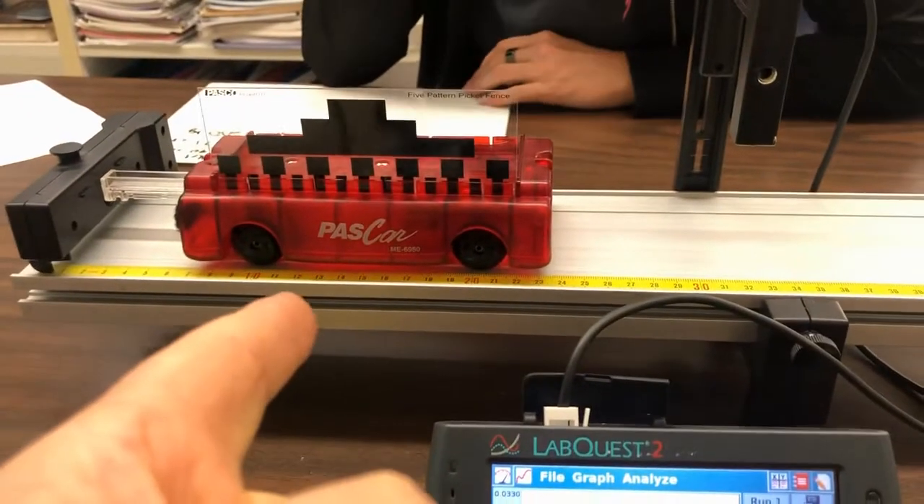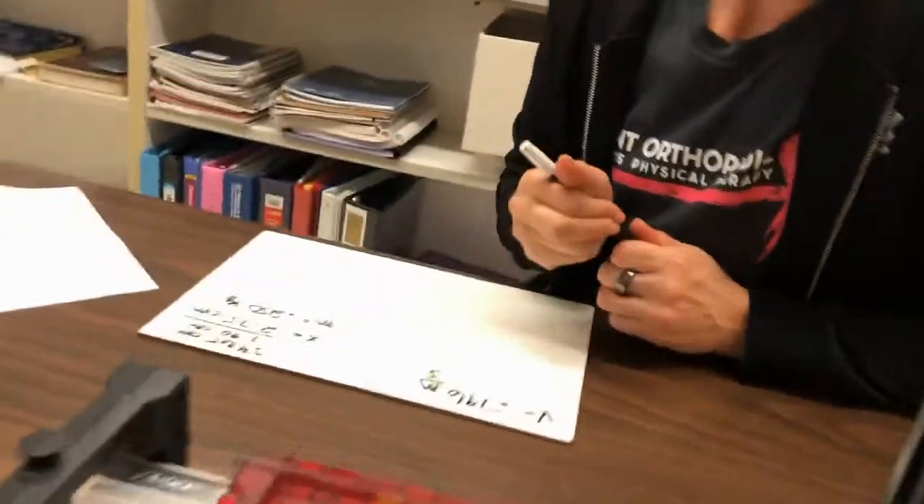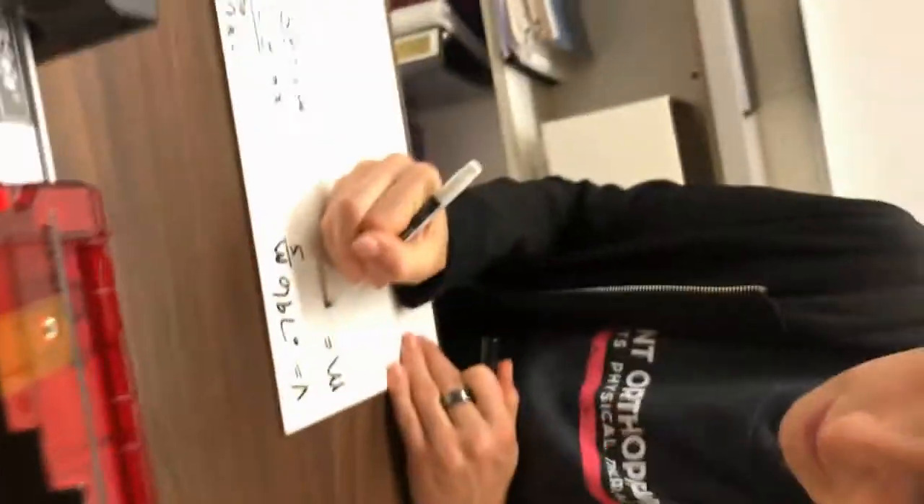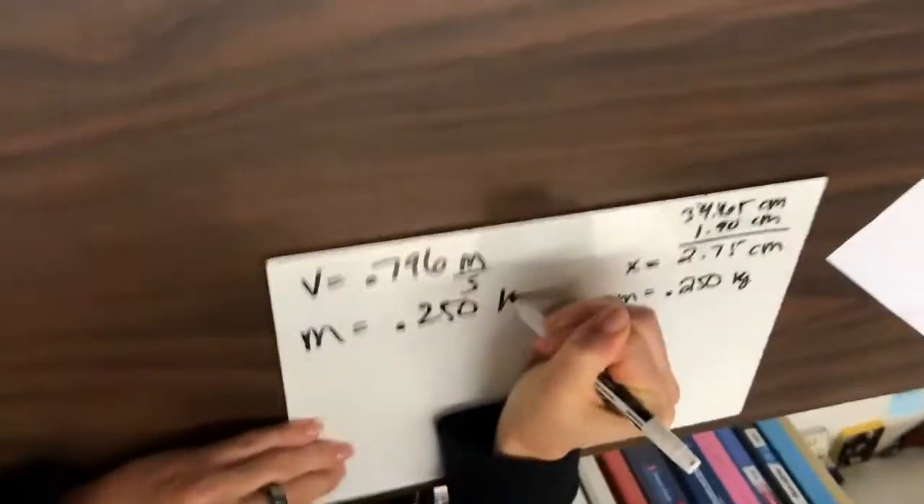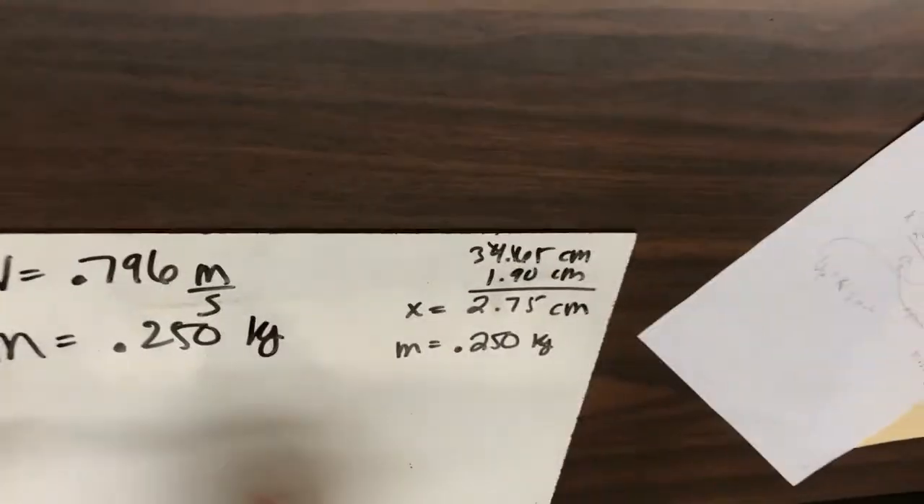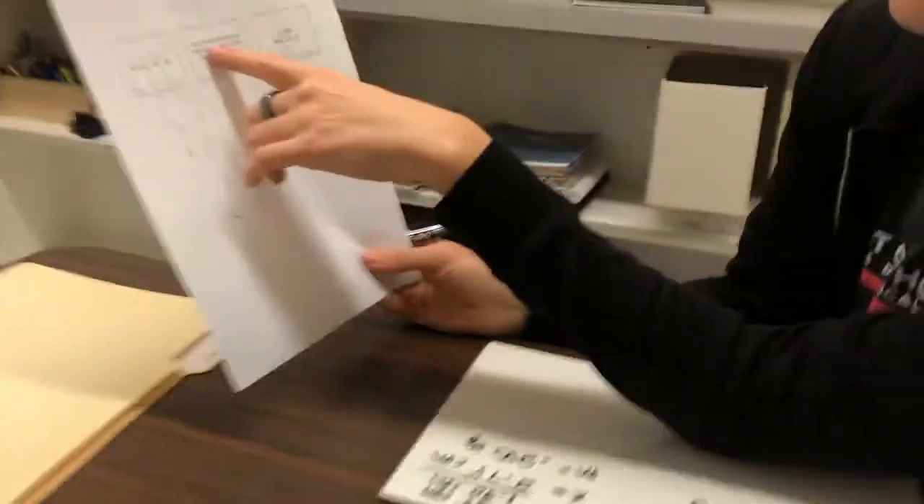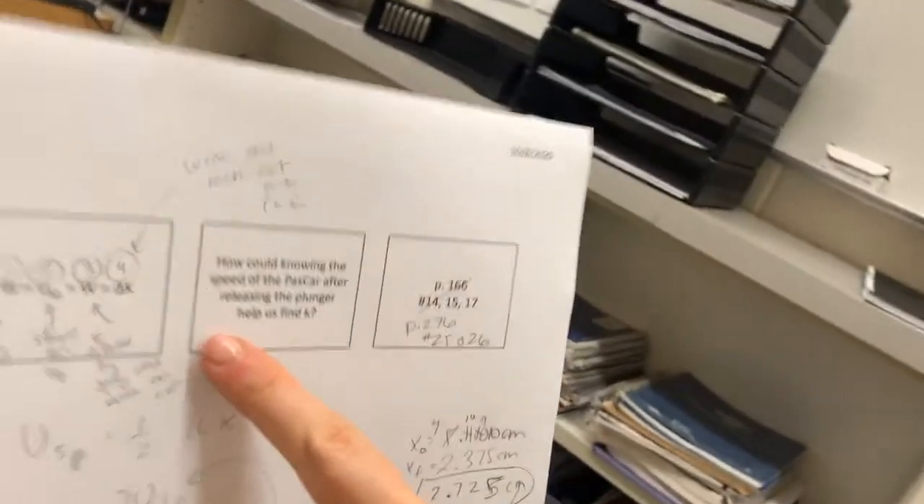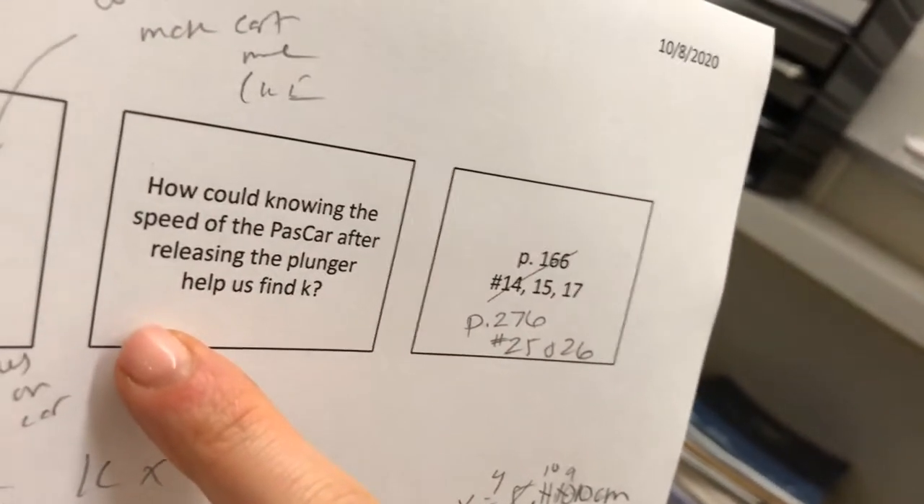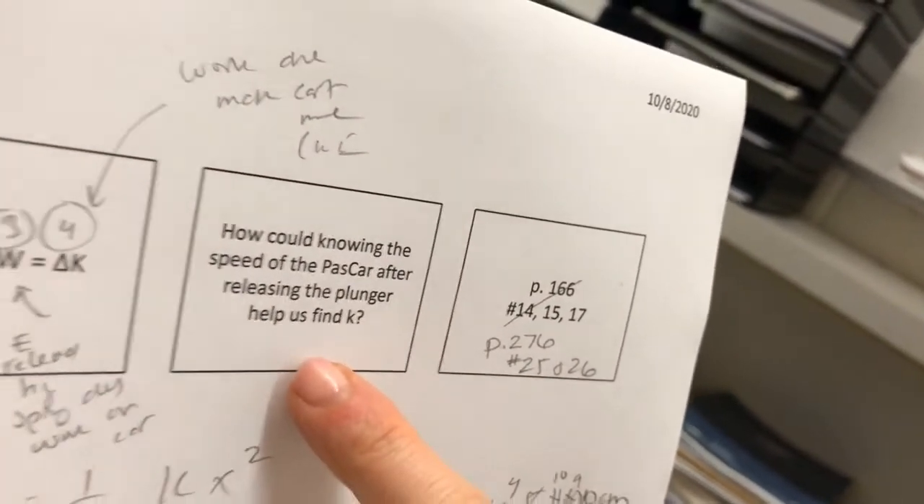And the mass of the cart is 0.250 kilograms. Okay, ladies and gentlemen, have some that looks like. Did you flip it for them? Yeah, I flipped it. Okay. Now let's go back to our question: how could knowing the speed of the pass car after releasing the plunger help us find K? Okay, let's go up to the board here.